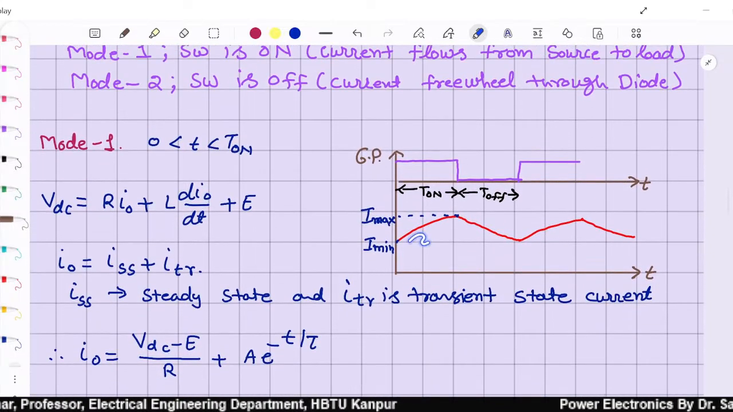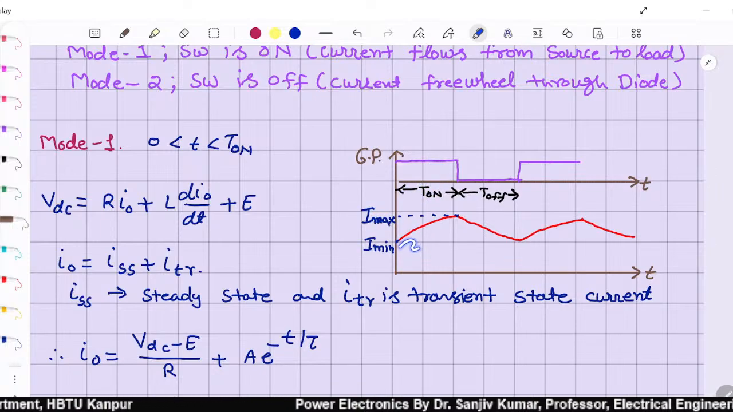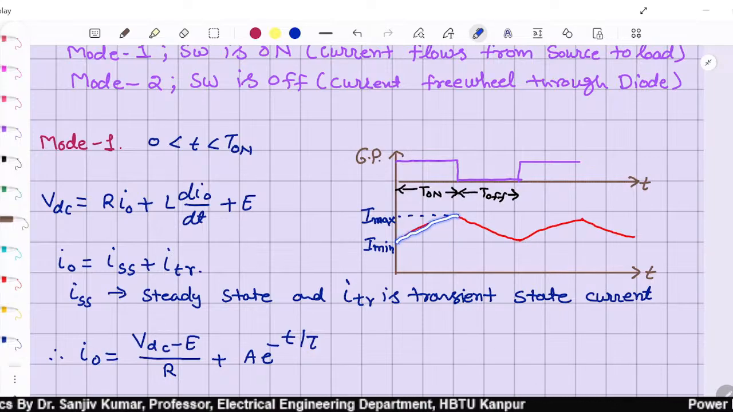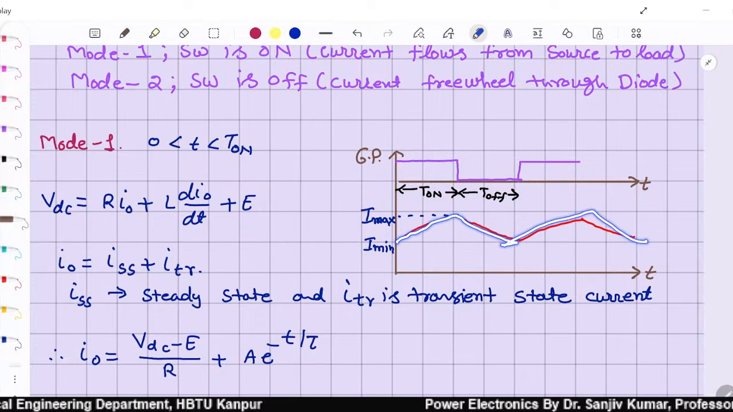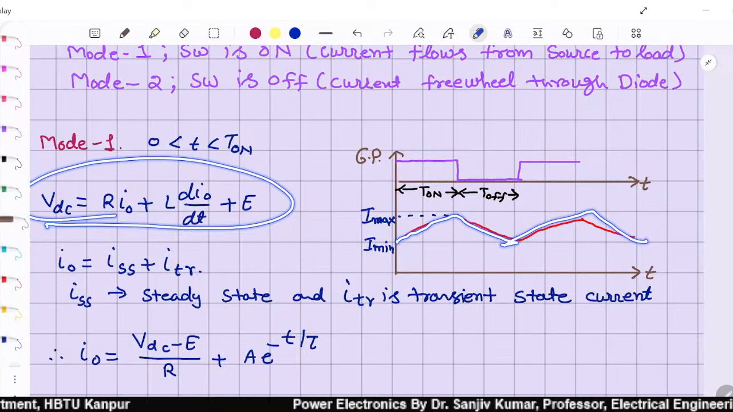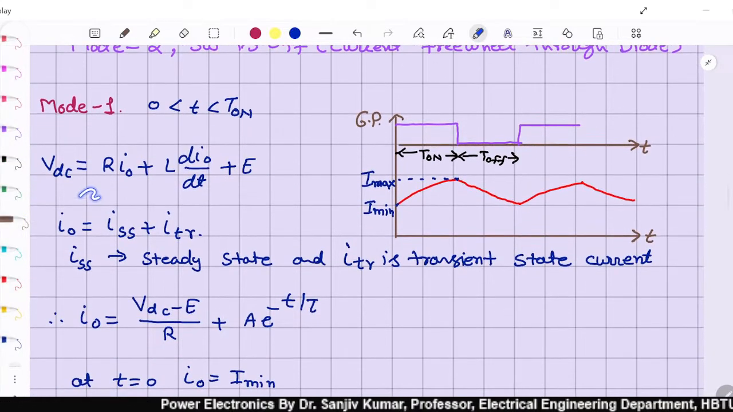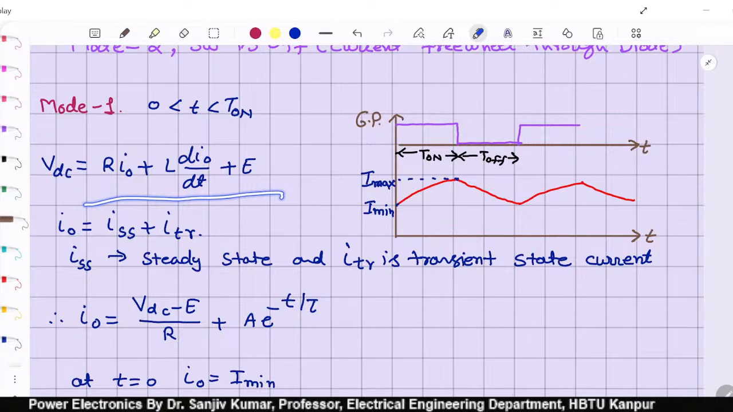Now the basic equations can be written like this. When the switch is on, under steady state, the current goes from minimum to maximum value, and when it is off, it goes from maximum to minimum and the cycle repeats. So if we write the basic KVL equation, V0 comes out to be R i0 plus L dI0 by dt plus E.